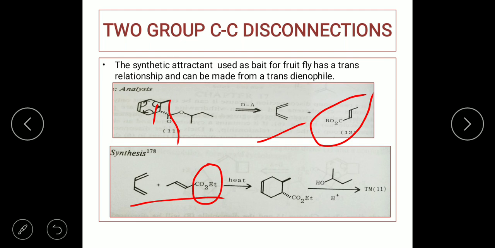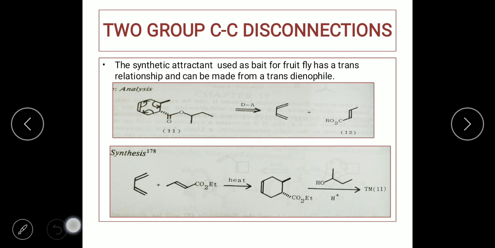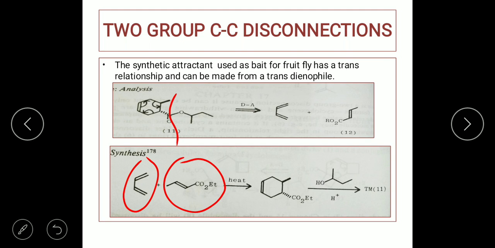So this is the dienophile that you've got here, and the butadiene comes from the disconnection, the retro Diels-Alder reaction of the cyclohexene. So from the Diels-Alder reaction of the cyclohexene, we are going to get the butadiene, and also the dienophile. That is this part. This much is going to be obtained here. That is the first part. Next, after heating, you are going to get the cyclohexene.